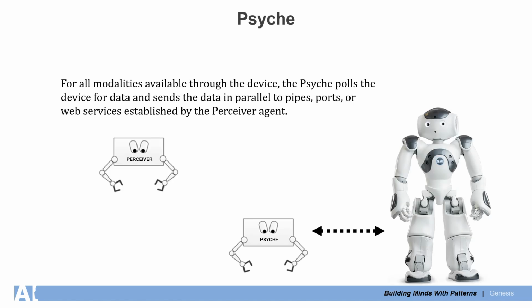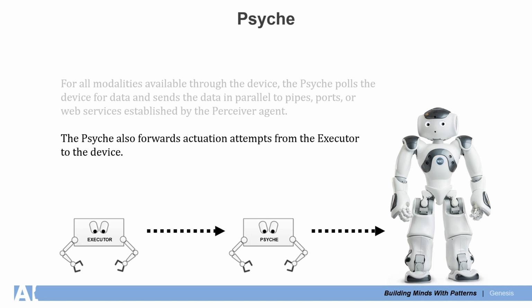For all modalities available through the device, the psyche polls the device for data and sends the data in parallel to pipes, ports, web services, whatever channels are established by the perceiver agent to receive the messages of the psyche. The psyche also forwards actuation attempts from the executor to the device.